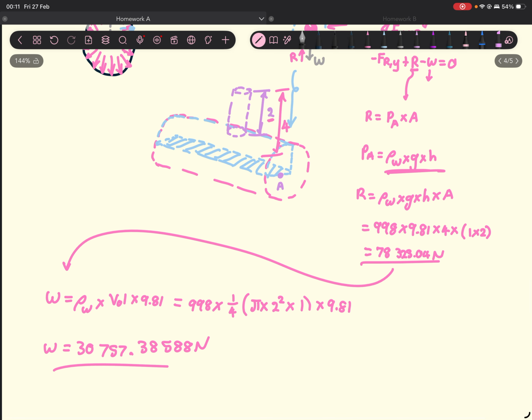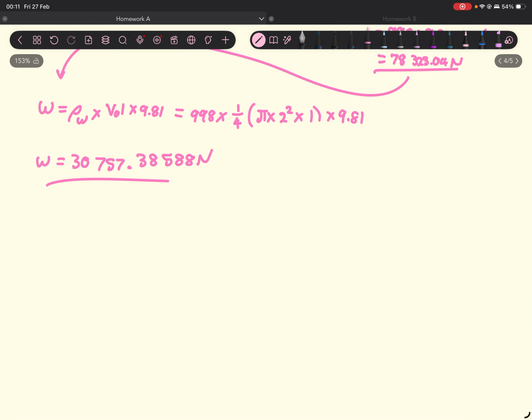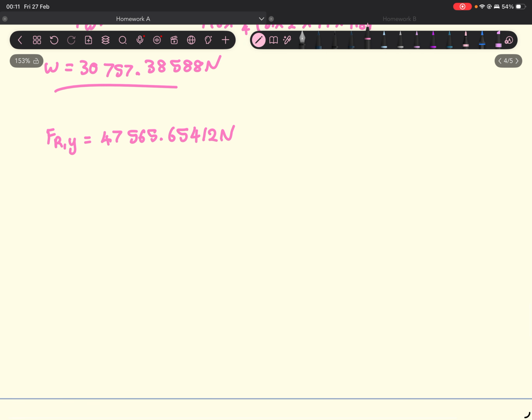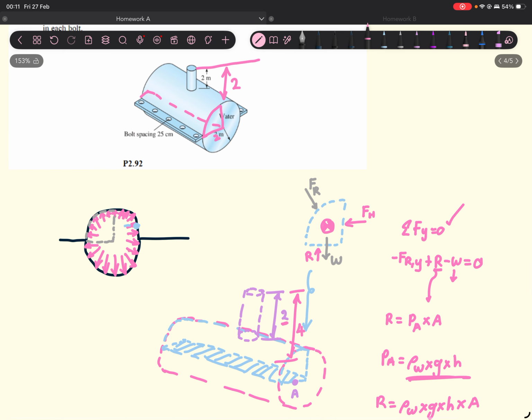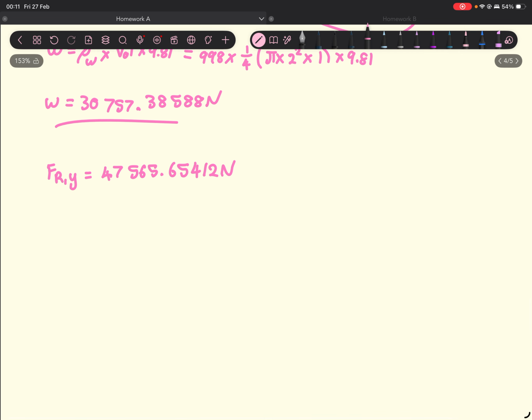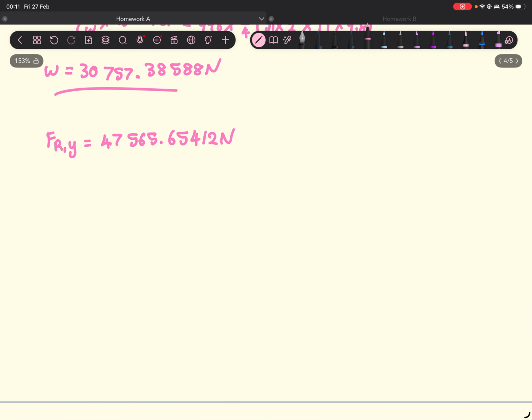Cool. Then you'll get FRY equal to 47565.65412 newtons. Cool. It's all good and dandy. We found the reaction force in the y direction, but that doesn't really tell us anything about the bolts.